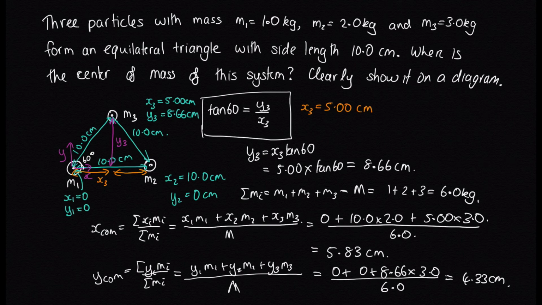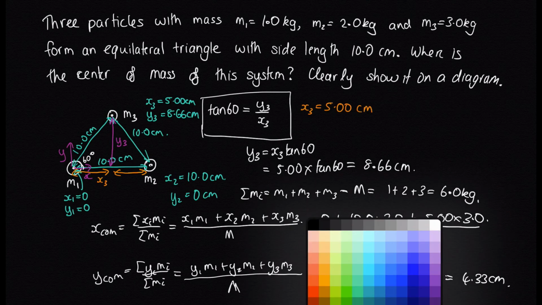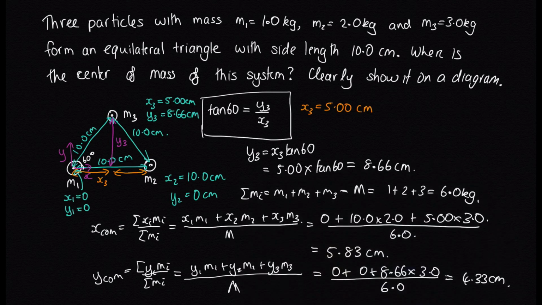So now to show this on our diagram, if that's our mass 1 there, let's change to yellow. Then we've got that the center of mass is halfway up the height, so it's there, and its x location is 5.83, so just over halfway along. So the center of mass is here on this diagram here.